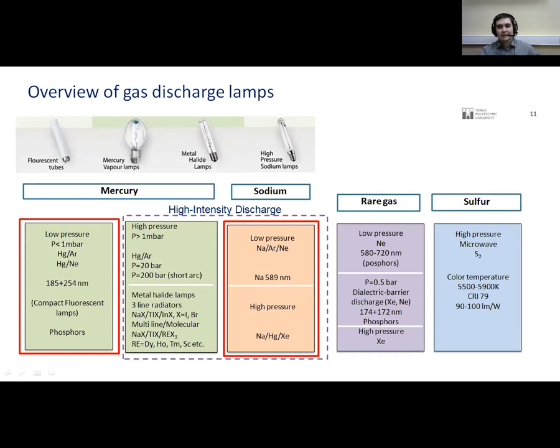Metal halide lamp and high pressure sodium lamp are typical high intensity discharge lamps. They will be mainly introduced in the next slides. In the presentation, I will focus only on the mercury-based technology lamp.